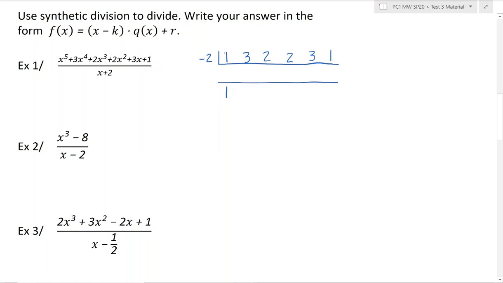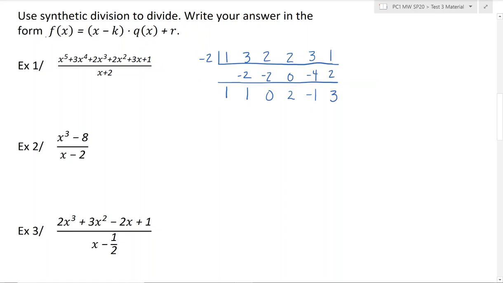So 1 times -2 is -2. Combine down is 1. 1 times -2 is -2. Combine down is 0. 0 times -2 is 0. Combine down is 2. 2 times -2 is -4. Combine down is -1. -1 times -2 is 2. Combine down is 3.